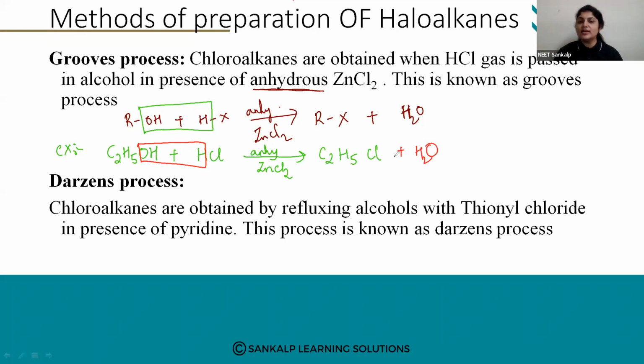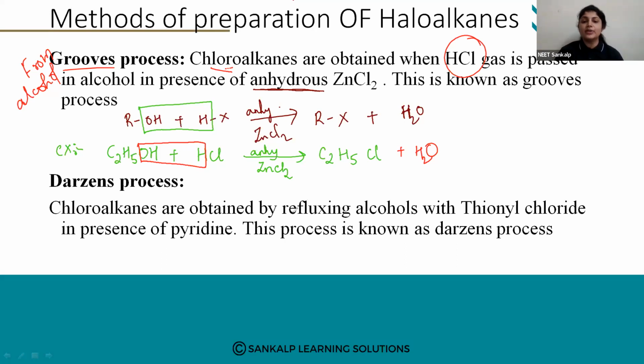So this is the first reaction, Groove's process, from alcohol. The first method of preparation of haloalkanes is from alcohols. Very important reaction. So how do you obtain chloroalkanes? Because you are using hydrochloric acid. Chloroalkanes are obtained when HCl gas is passed into alcohol in the presence of anhydrous ZnCl2. So this is Groove's process.